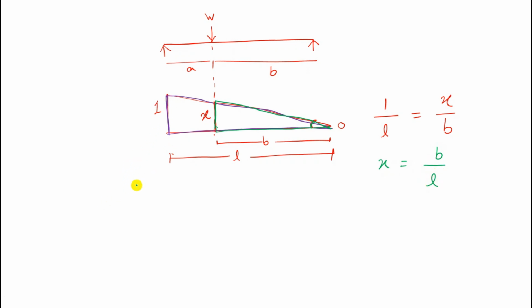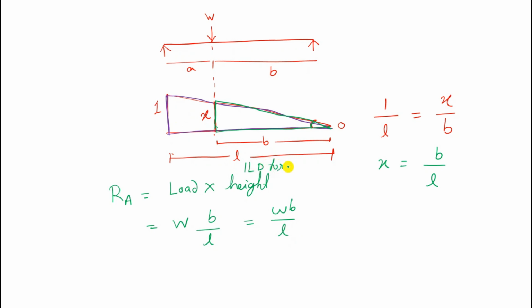Now you just use the general formula for reaction RA equals load multiplied by height. Load is W and the height is B by L. So the reaction value will be WB by L. Okay, so this diagram is the influence line diagram for reaction RA.